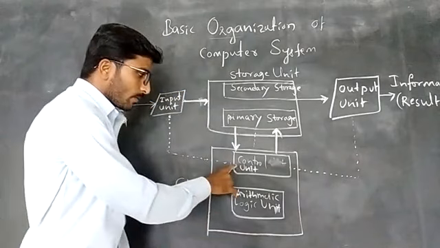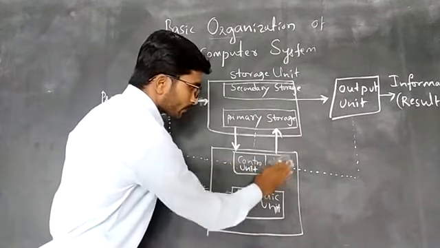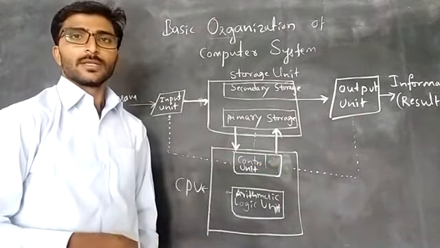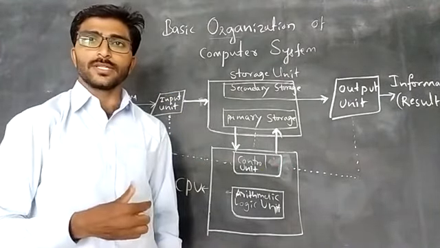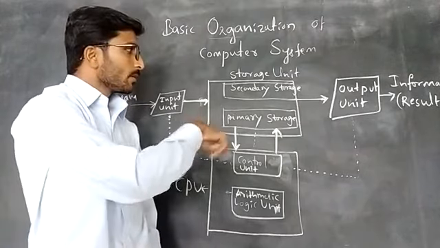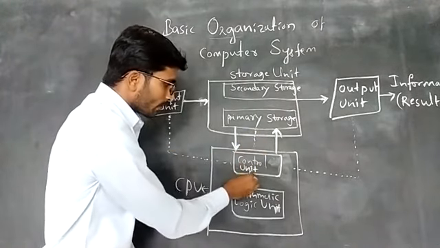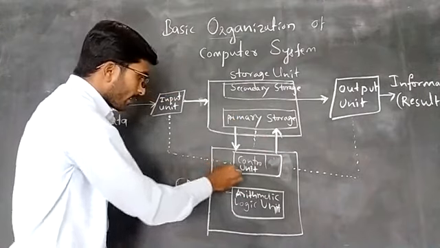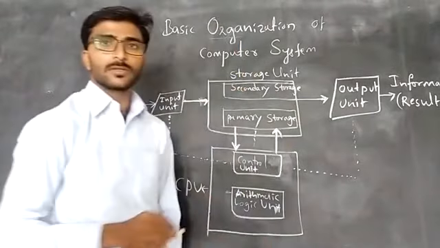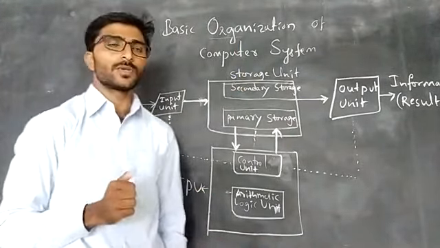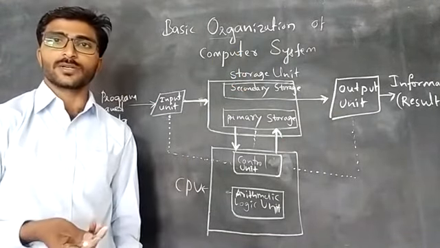See here, the control unit. What does it do? The control unit manages all the units, or coordinates all the units. See here also a dotted line: this control unit manages the storage unit. Here a dotted line: this control unit manages the input unit. Here, the output unit.